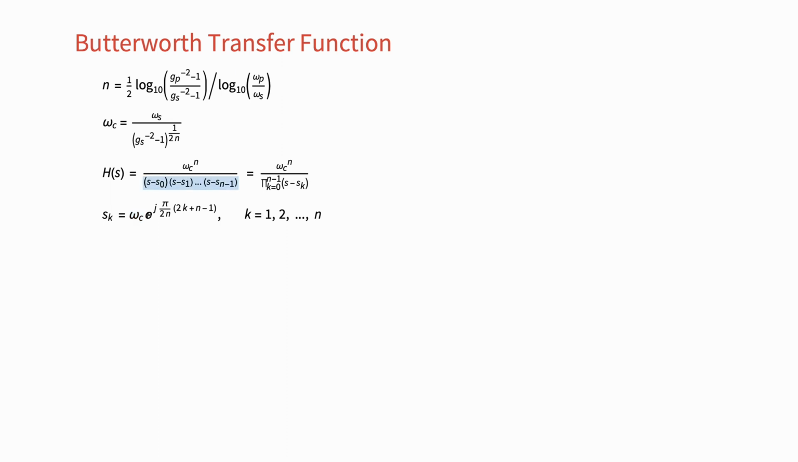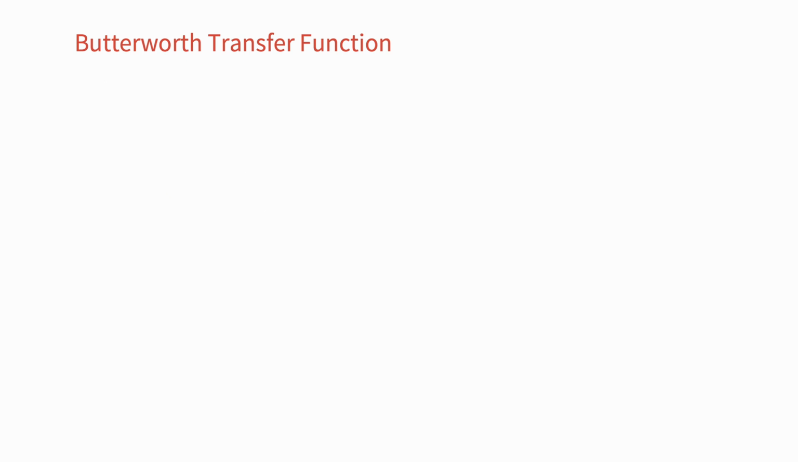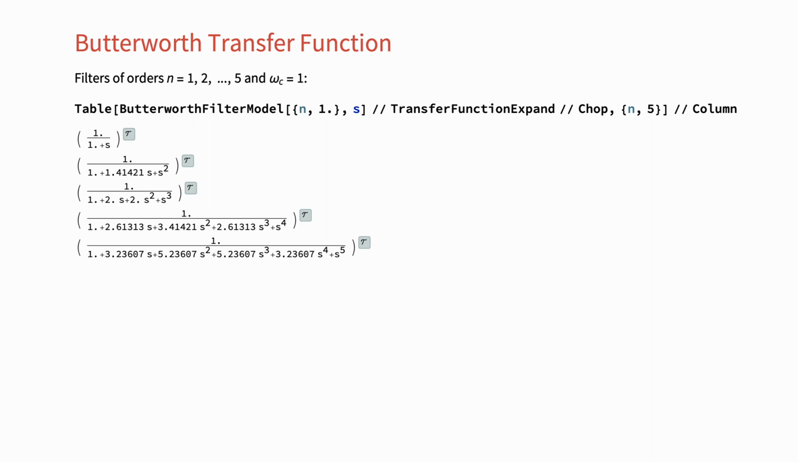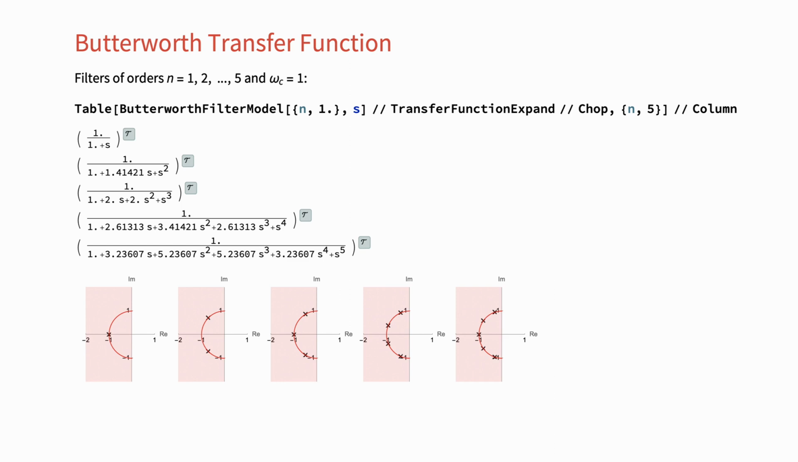Also, we call the denominator of the system transfer function the Butterworth polynomial of order n. Let's look at the locations of the poles of the transfer function of the Butterworth filter for different values of n, the order of the filter. Using the Wolfram language, we list the transfer function of the Butterworth filters of order 1 through 5. And here we show the location of the poles for each of the orders.